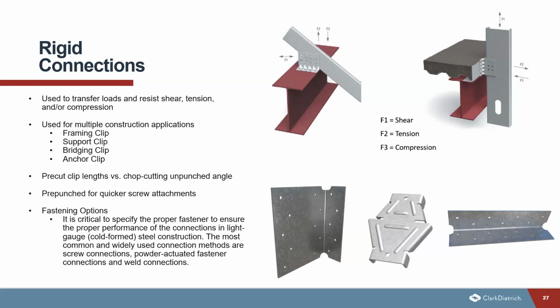As far as the fastening options, it's crucial to specify the proper fastener, whether it's a number 8 screw, a Hilti quick bolt, or anything like that, in order to ensure the proper performance of the connection. Now, the most common and widely used connection methods are screw connections, powder actuated fastener connections, and welded connections. Now, they're all going to provide a different load.